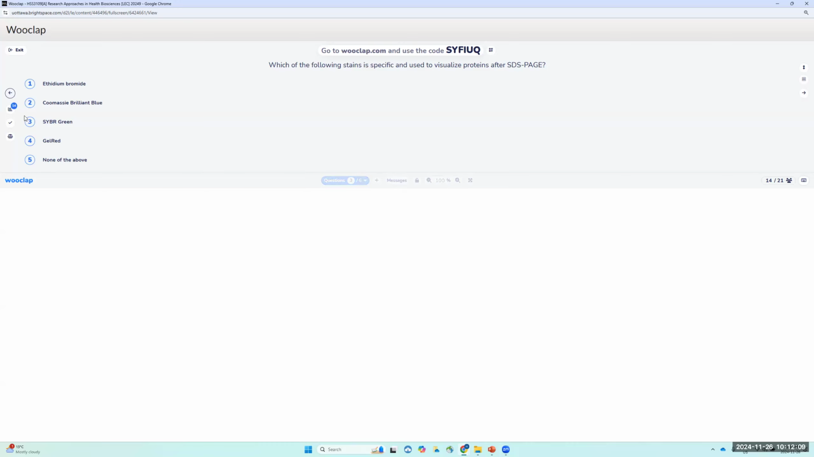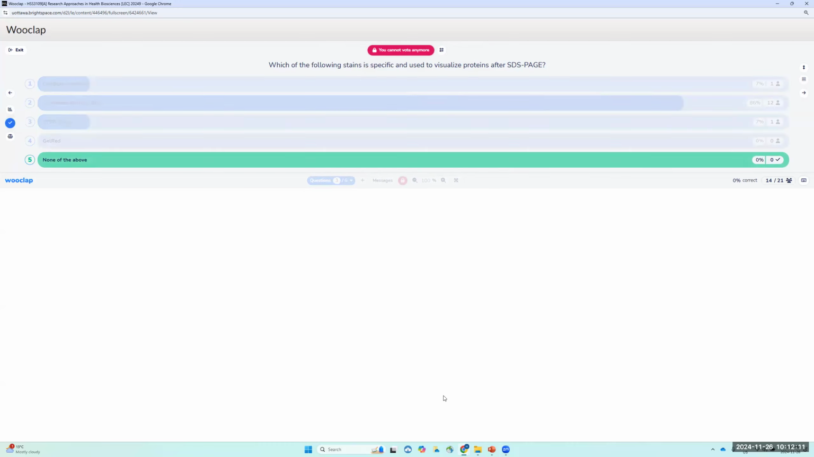Okay, so what is the answer? You guys, I tricked you. I promise I will not be that nasty in the exam, but I tricked you. The question was, which of the following stains is used to visualize protein after SDS-PAGE? I simply injected that word there, specific.